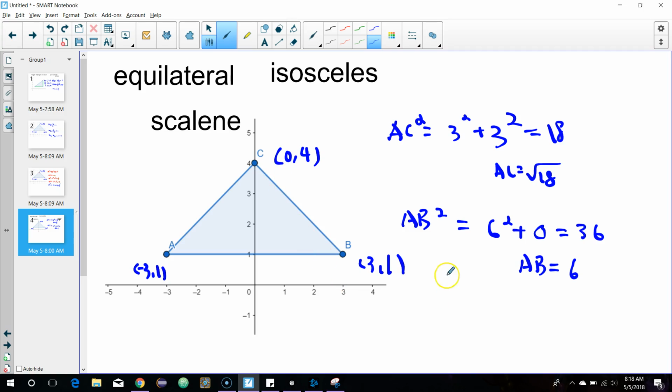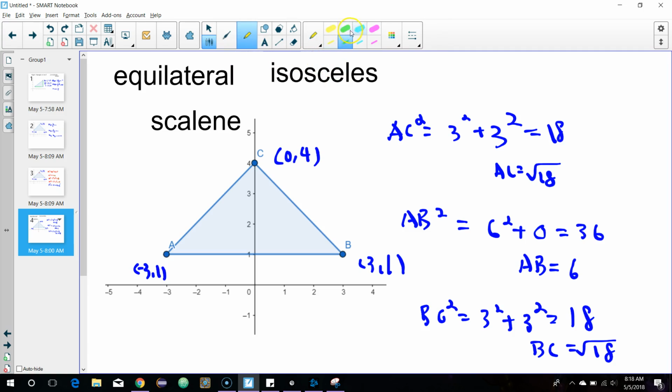And then after that, you have BC squared. The difference between 0 and 3 is going to be 3. The difference between 1 and 4 is going to be 3. That gives 18, so BC itself is going to be square root of 18. With all three numbers, you can compare them and see what you have. I have a pair of them the same, therefore it has to be isosceles. If the three numbers are different, you have your scalene. If all three numbers are the same, you have your equilateral.